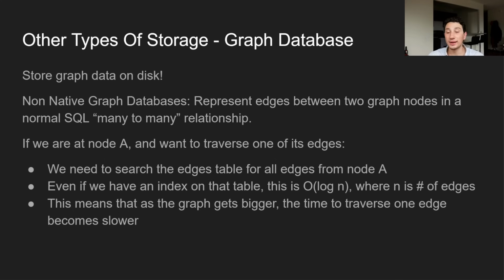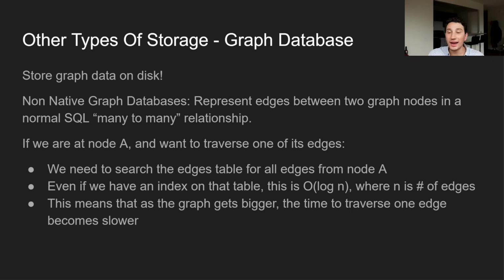Next, we have graph databases. The idea here is sometimes you do need to be able to store a graph on disk because you want it to be durable and accessible from many different servers, and this is not a trivial problem. So one possible implementation is called a non-native graph database, and this would be using a SQL database, where you represent all of the edges of a graph like a many-to-many relationship. So you have one table with graph node ID 1, graph node ID 2, and many different rows of that, and that way you can quickly figure out, for every single node in your graph, all of its edges.